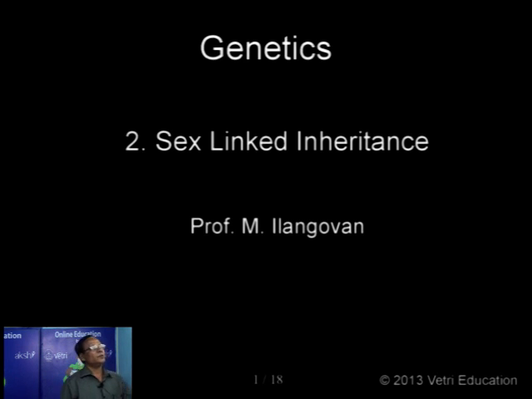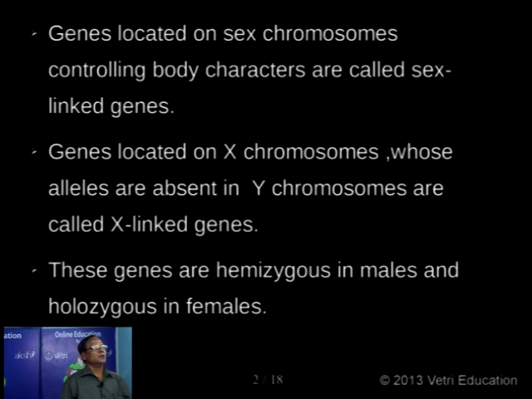Normally we have a number of characters. For example, the size of the body, the color of the body, the nature of the hair, curly or straight, or the nature of the earlobe, etc. These are all called the body characters, the external characters, and we have the internal anatomy also. Most of the body characters are controlled by genes located in one of the autosomes out of 44.